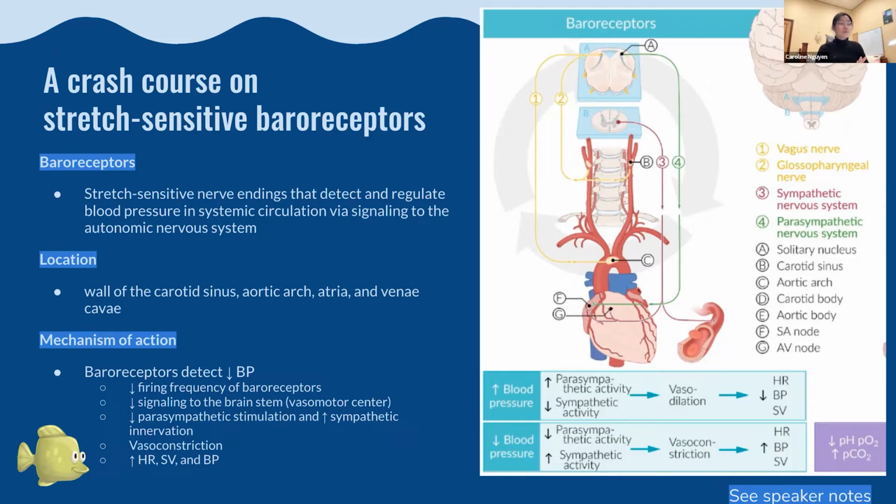Don't confuse it with, oh, if there's low blood pressure, then the baroreceptors will want to activate more to send signals to the body to increase the heart rate, because it's the opposite of that. So low blood pressure and low firing frequency. On the other hand, increased blood pressure would increase the firing of baroreceptors to decrease the heart rate, blood pressure, and stroke volume.